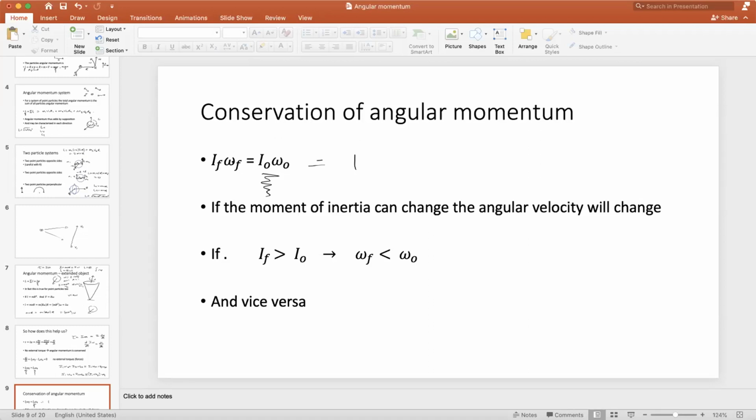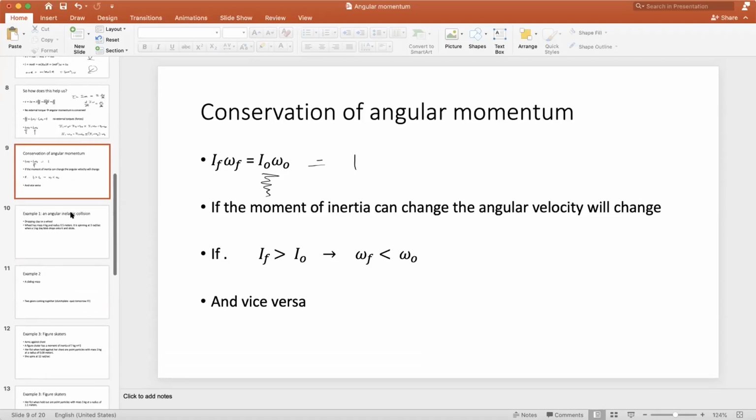That's important. What that means is if you can change the moment of inertia of an object like your body, you could make your moment of inertia smaller while spinning around like a figure skater does. If you can make your moment of inertia smaller, you'll speed up. If you can make it larger, you'll slow down. And we're going to see that right now with a couple of examples, okay?